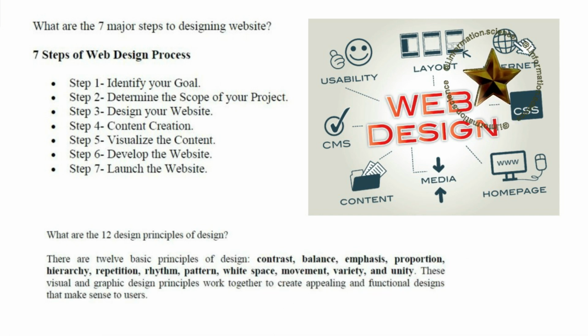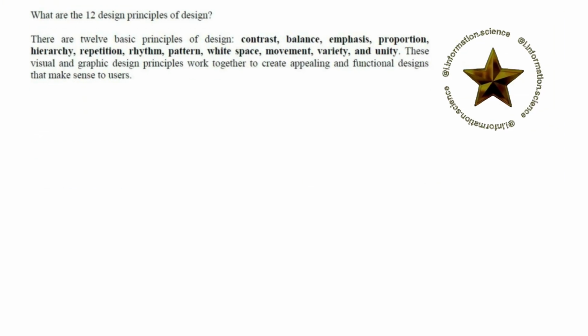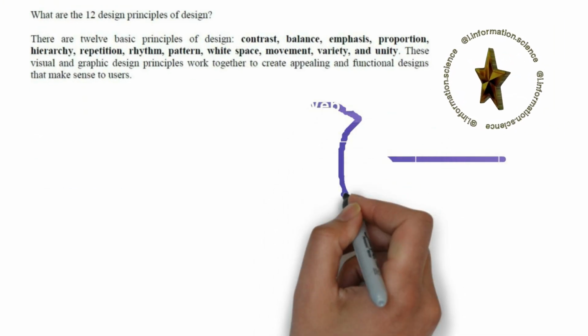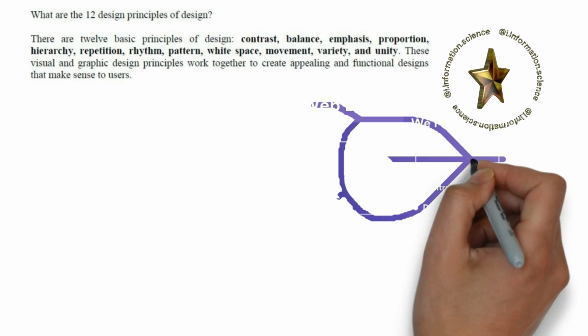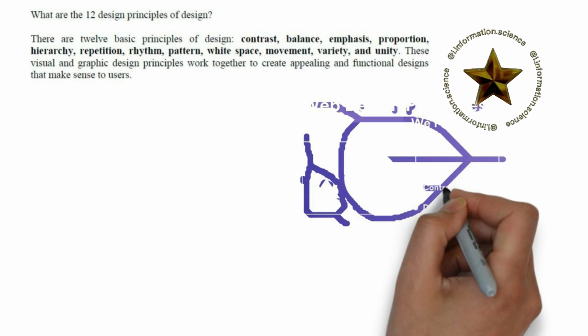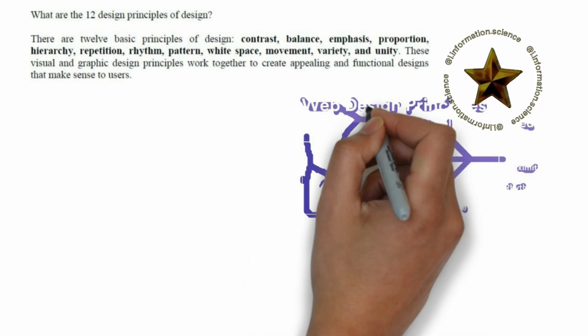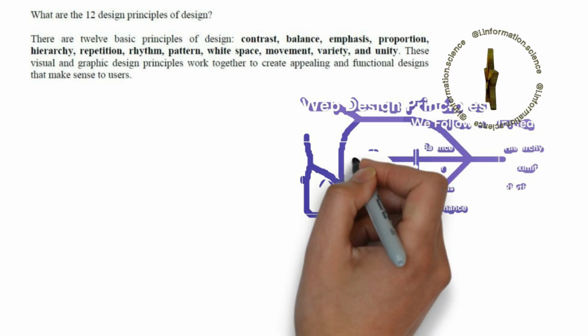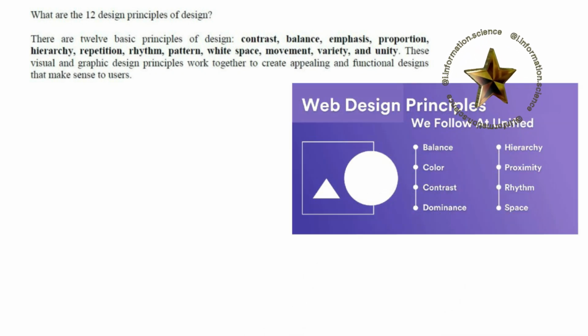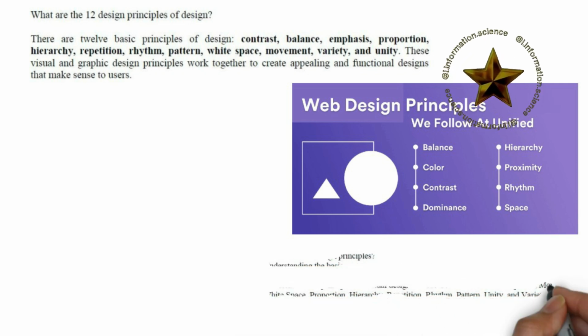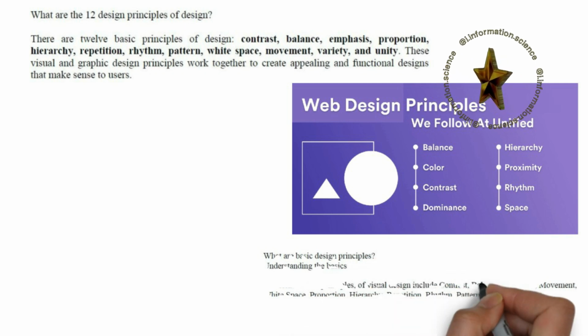What are the 12 design principles of design? There are 12 basic principles of design: contrast, balance, emphasis, proportion, hierarchy, repetition, rhythm, pattern, white space, movement, variety, and unity. These visual and graphic design principles work together to create appealing and functional designs that make sense to users. What are basic design principles?